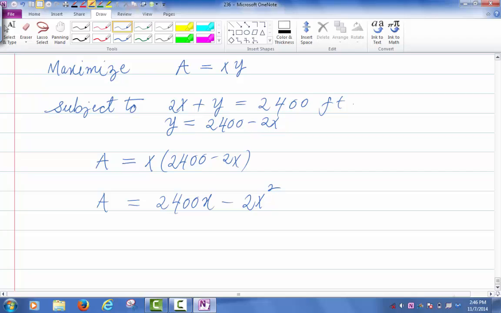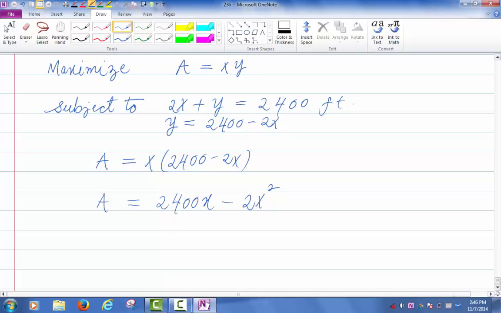So that's my area function, and I want to find the maximum value of this function. But if I ask you to find the maximum value of this function, I have to tell you on what domain. So I need to know what are the possible values of x now. Well, let's check. That's the reality check that we have to do. I cannot pick x to be whatever I want to.